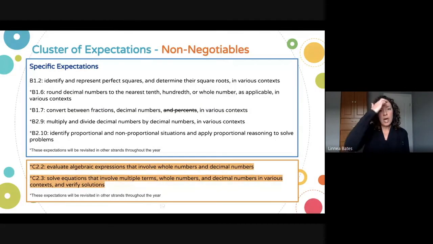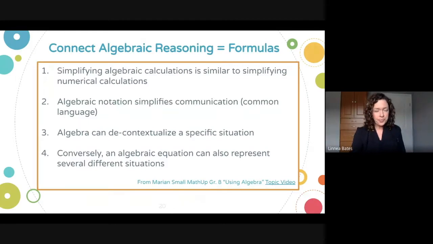Okay. Again, when we're looking at our cluster of expectations, now in the orange box, we're looking at algebra. So there's nothing new here for our students, whether it's grade 7 or grade 8. They have previously looked at evaluating algebraic expressions. They have also previously looked at solving equations. So this is revisiting and making those connections for them.